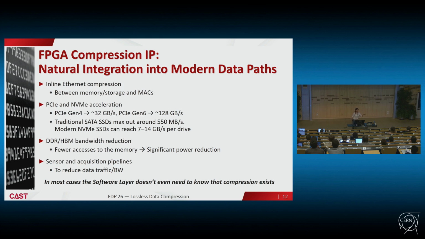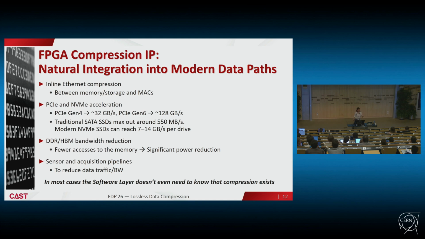Your traditional SATA SSDs max out at 550 megabytes per second on read and write access. And your modern NVMe SSDs max out at 14 gigabytes per second right now. So you can see the speed of the interface input is much higher than what you can do to write data. So you need to use some compression there in order to be able to cope with the speed.